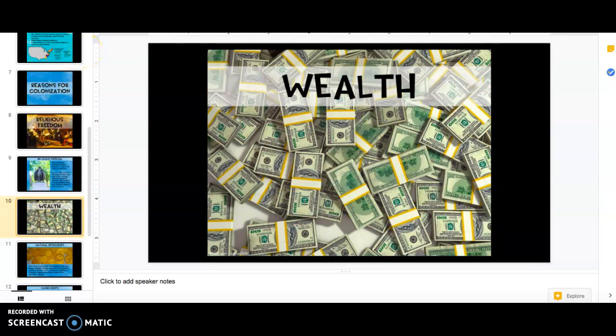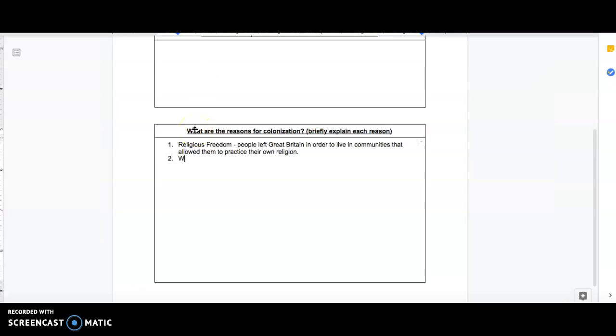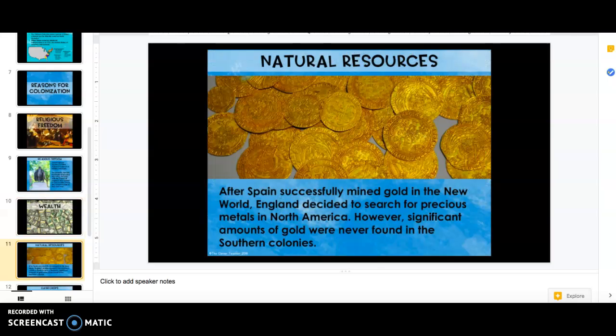Oh, my bad. So we can go back over here. Our second reason is wealth. But again, you're not done yet. You need to briefly explain that. So come back over here. We have natural resources. England in search of precious metals, gold, silver. Gold and silver was worth a lot back then, as it is now. And England could use that to make the country richer.